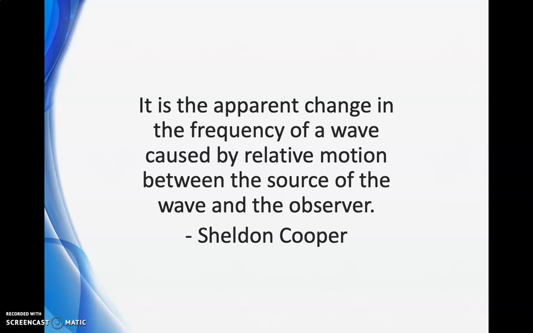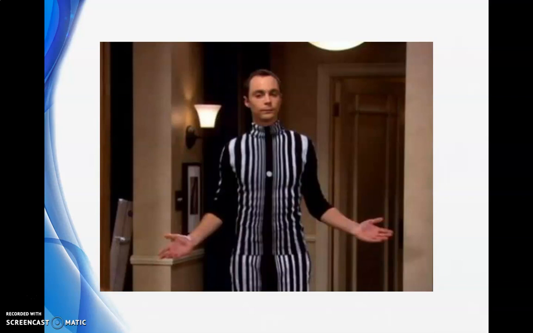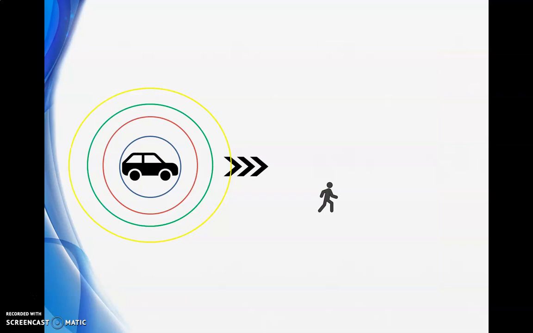There was an episode of The Big Bang Theory where he dressed up as the Doppler effect, and I'll put a link to the video so you can watch it. It's pretty funny. But here is his costume of the Doppler effect, so you can see how the lines are really close together in the middle, and then they get farther apart as they go towards the sides and the edges. And here's a little animation of a car honking its horn as it's passing a bystander on the sidewalk.